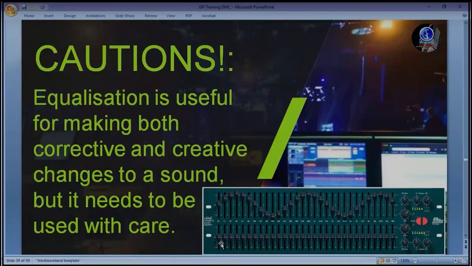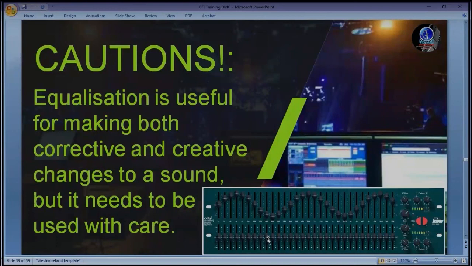We work with a frequency range of 20 hertz to 20,000 hertz, that is, 20 hertz to 20 kilohertz. So within that frequency range, you must be able to know the frequency at which your instrument is sounding, and you must be able to affect it there.